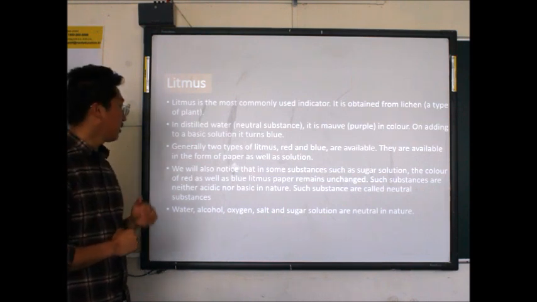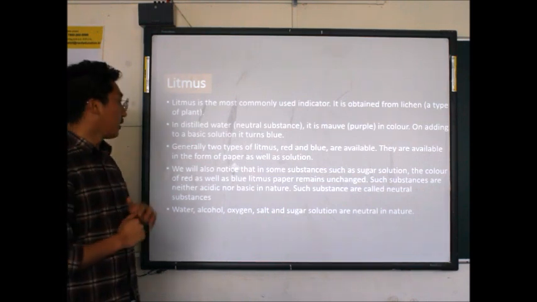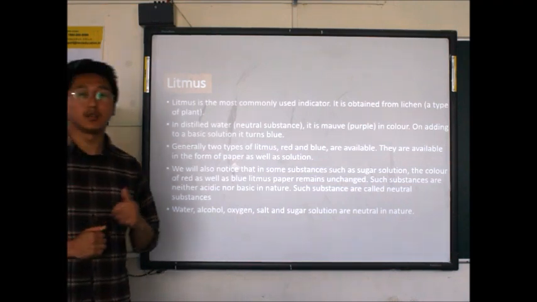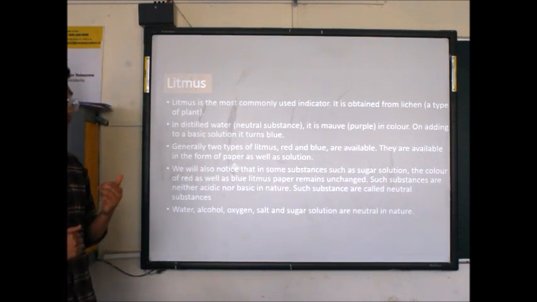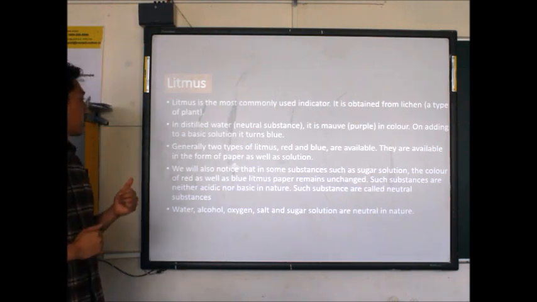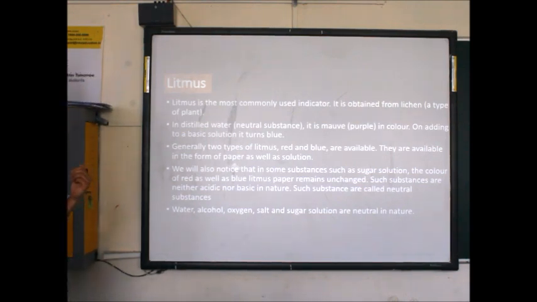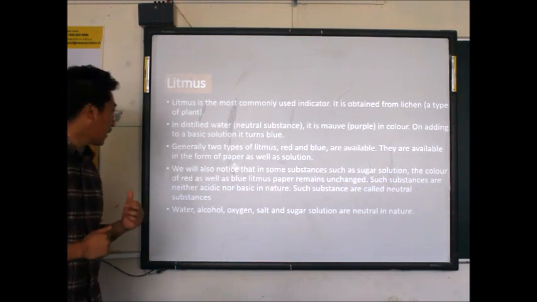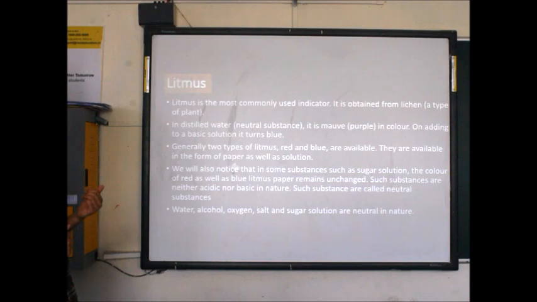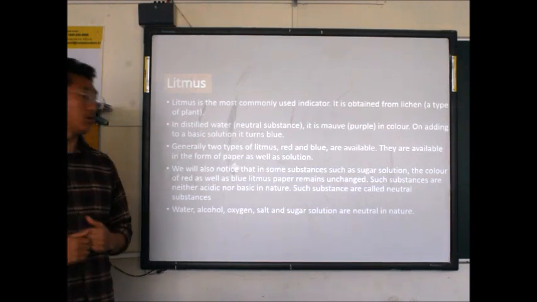Generally, two types of litmus, red and blue, are available. They are available in the form of paper as well as solution. We will also notice that in some substances such as sugar solution, the color of red as well as blue litmus paper remains unchanged. Such substances are neither acidic nor basic in nature.